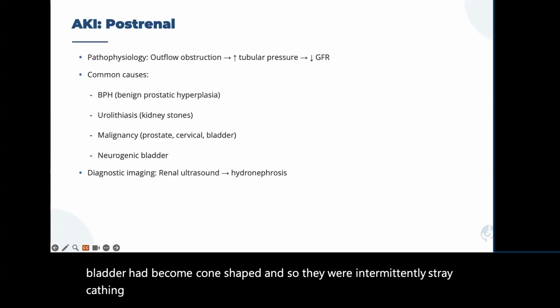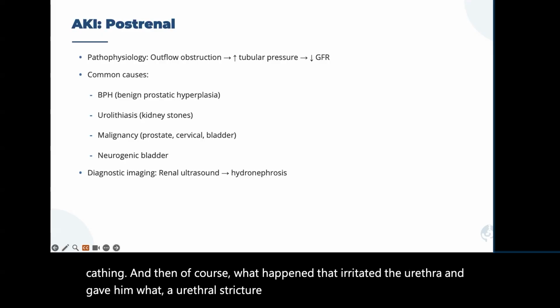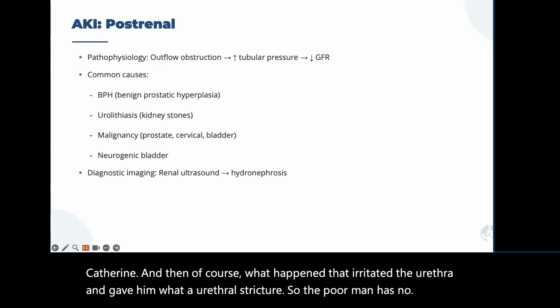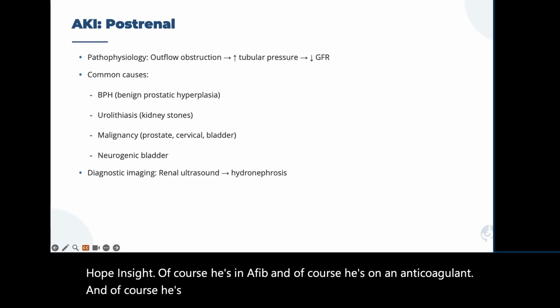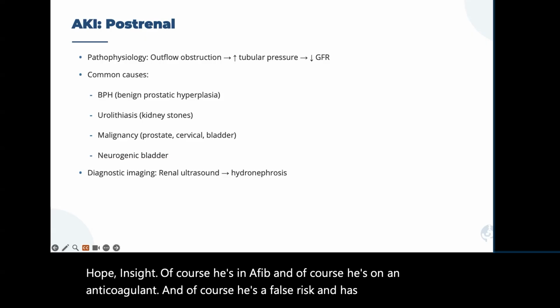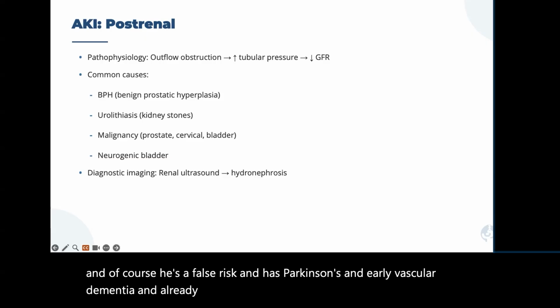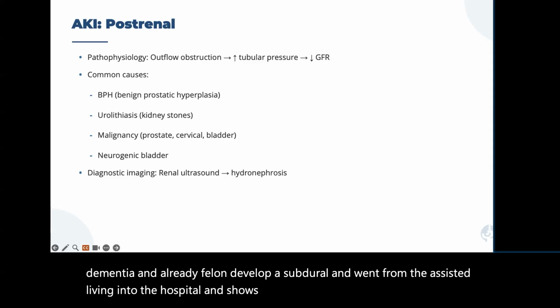And then, of course, what happened? That irritated the urethra and gave him what? A urethral stricture. So the poor man has no hope in sight. Of course, he's in AFib, and of course, he's on an anticoagulant, and of course, he's a falls risk and has Parkinson's and early vascular dementia and already fell and developed a subdural and went from the assisted living into the hospital and shows up, and the disciplines are not talking to each other.